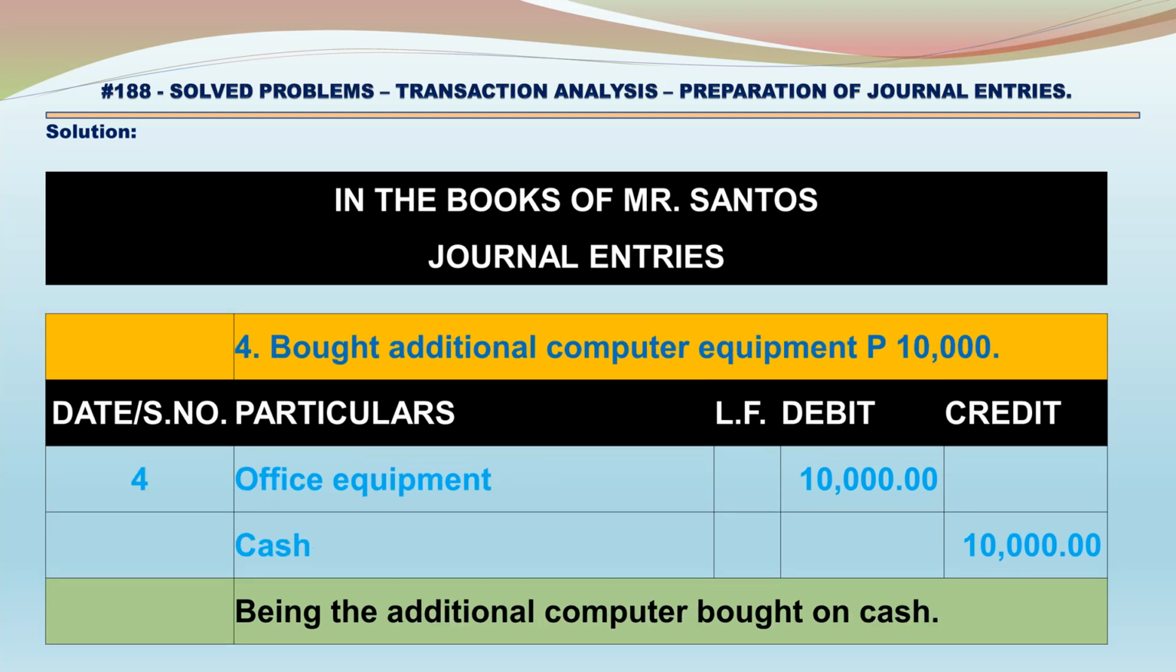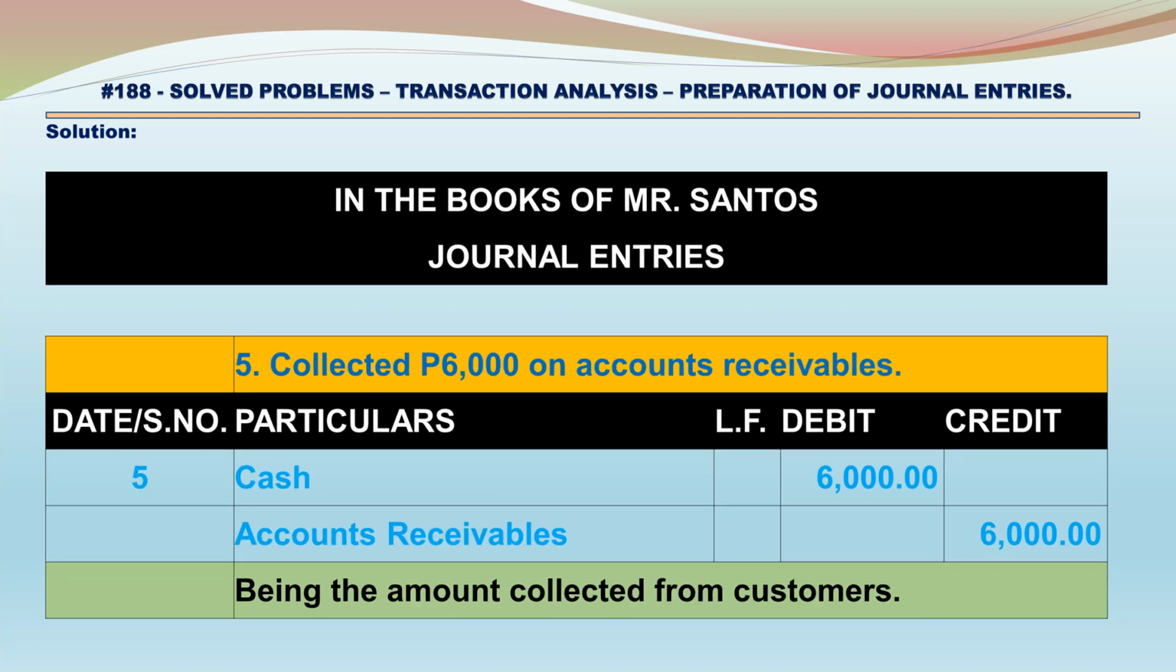4. Bought additional computer equipment 10,000. Office equipment debit 10,000. Cash credit 10,000. Being additional computer bought on cash. 5. Collected 6,000 on accounts receivable. Cash debit 6,000. Accounts receivable credit 6,000. Being the amount collected from customers.